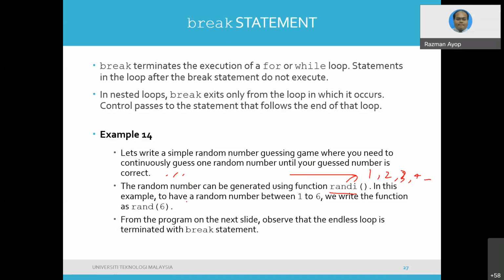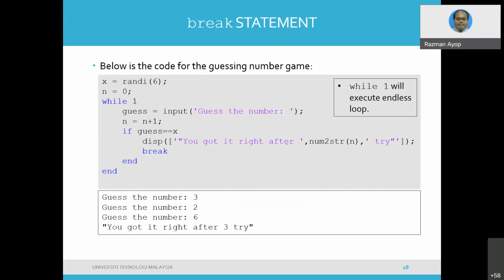If you have a random number between 1 to 6, you can just randomize this one. 0 doesn't count. Only numbers starting from 1 until the number you mentioned. And you have to use the break statement to end the program. So you can see here randi, random integer, and n is 1 to 6. So basically 1, 2, 3, 4, 5, 6.